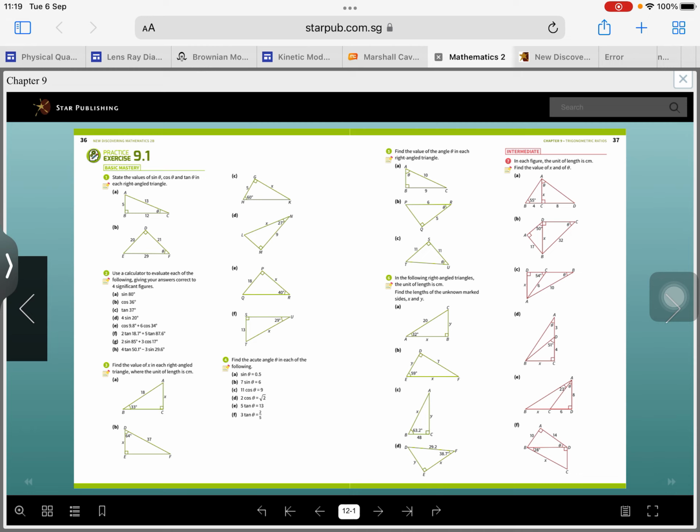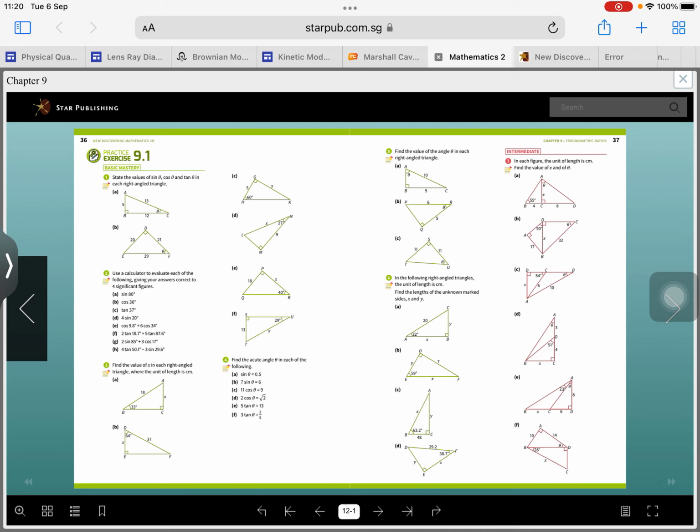3 from exercise 9.1, 3 from exercise 9.2. The ones from 9.1, we are looking at questions 1, 2, and 6. These are the very basic questions to warm you up and make sure that you know what you're doing. And in exercise 9.2, we'll be going through questions 7, 11, and 13.